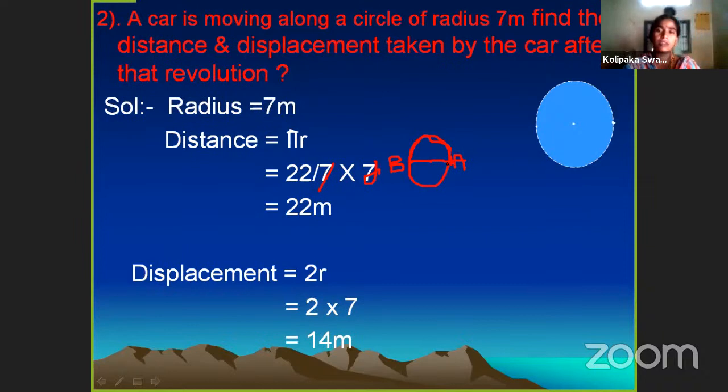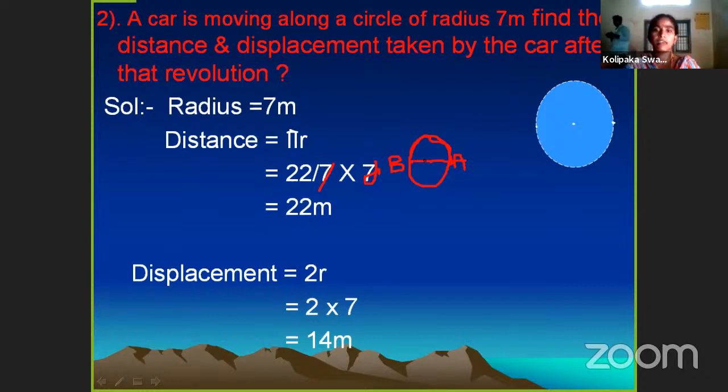And what is the displacement? Displacement means the initial point to final point. The initial point is the A point, and the final point is the B point. How can we measure the displacement? At first we note the initial point and final point. Then we join the initial point and final point. The shortest length gives us the displacement.